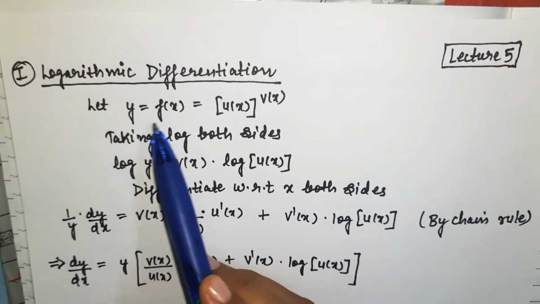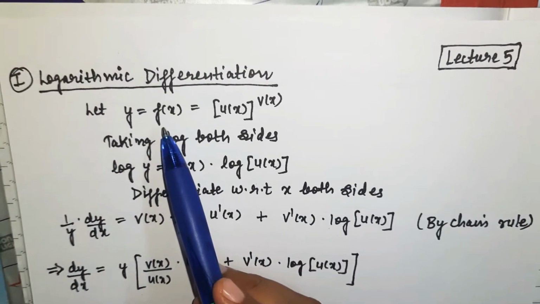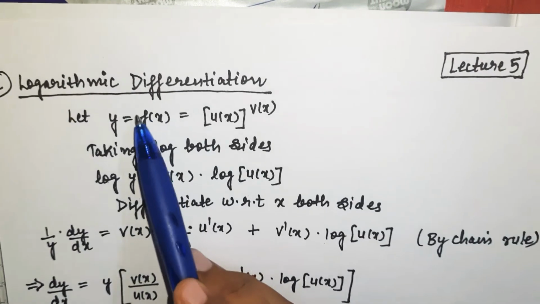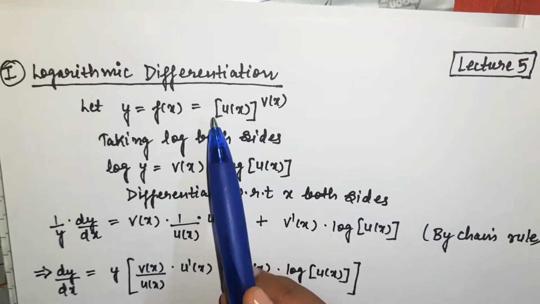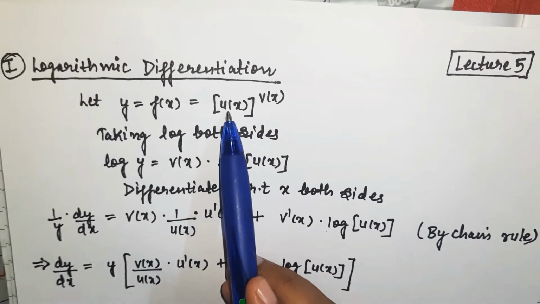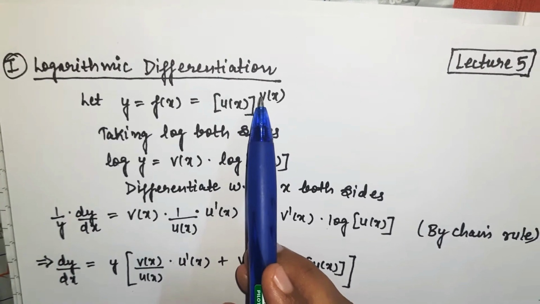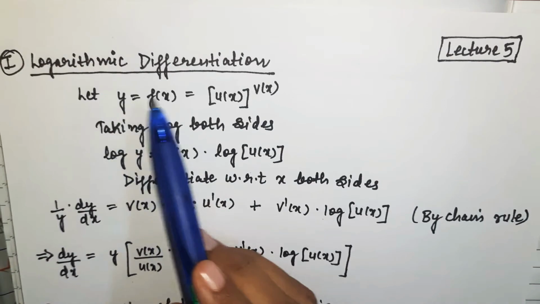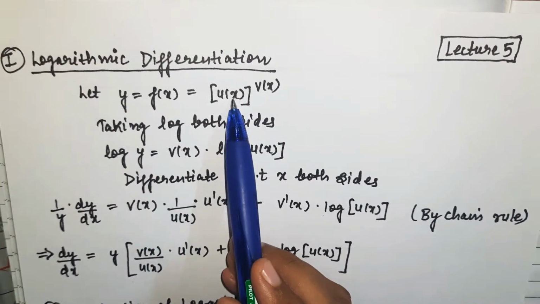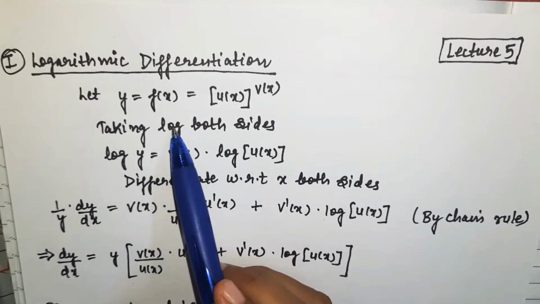Let's suppose y is equal to f(x), a function given to you. f(x) is given in the form of u raised to the power v, where u is in terms of x and v is in terms of x. Then u raised to the power v means what? Now, y is equal to this function. What you need to do is take log on both sides.